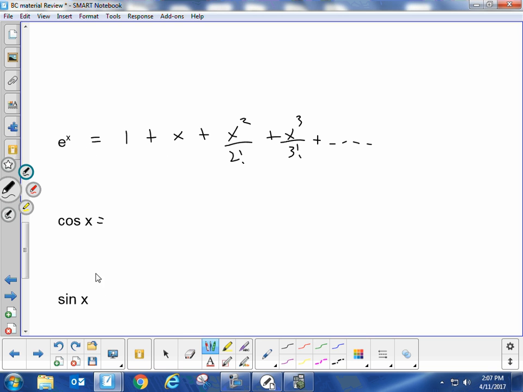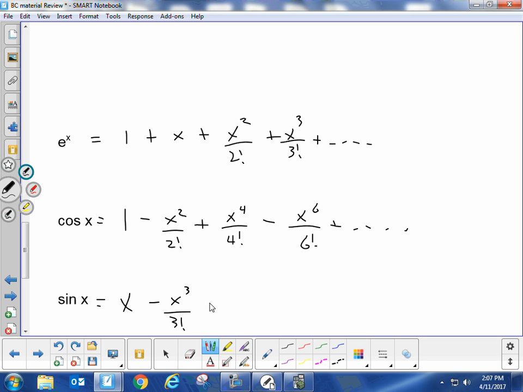It's the same for cosine and sine. It's actually equivalent to these Maclaurin polynomials. Now notice Maclaurin, because it's not x minus c, it's x minus 0. So cosine ends up being 1 minus x squared over 2 factorial plus x to the 4th over 4 factorial. And these you have to know. And sine is x minus x cubed over 3 factorial plus x to the 5th over 5 factorial.